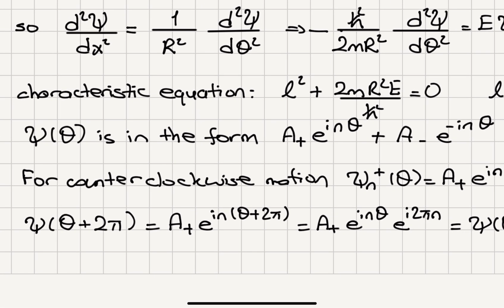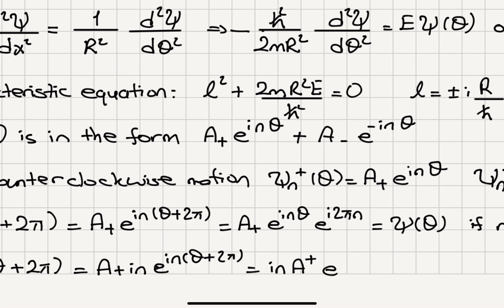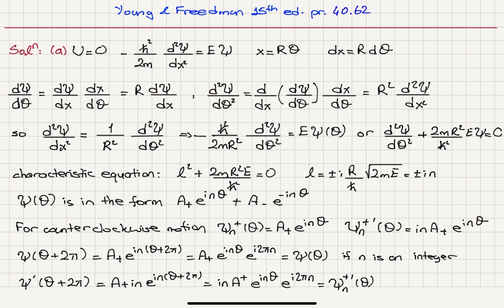If I look at the derivative, psi prime of theta plus 2 pi, that is a plus i n e to the i n theta plus 2 pi. This will be equal to i n a plus e to the i n theta e to the i 2 pi n, which is the derivative of psi n plus at angle theta. So these conditions are satisfied if n is an integer.